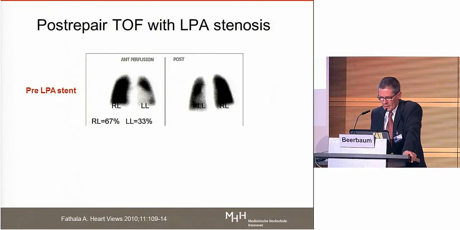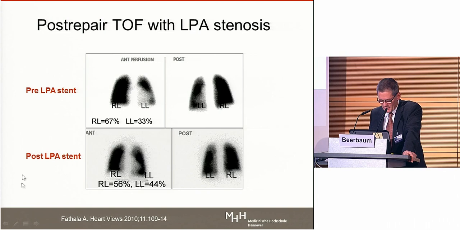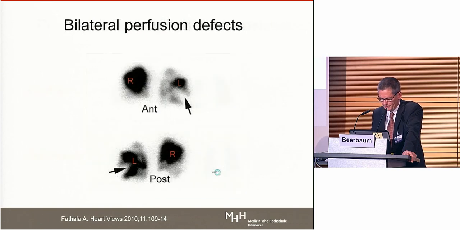This is an example of a post-repair tetralogy patient with LPA stenosis, and you're now expert enough to see that this is clearly underperfused here, seen from the front and from behind. And after treatment with the stent, this is what we've been using over many years to show the improvement of left lung perfusion, seen from the front here on the right side and from the back here on the left side of the screen.